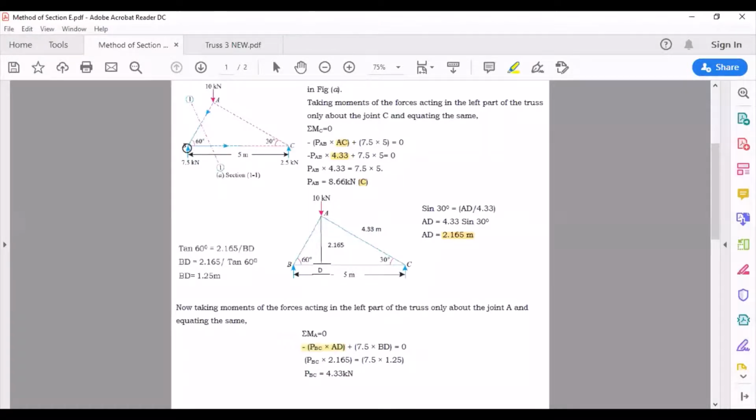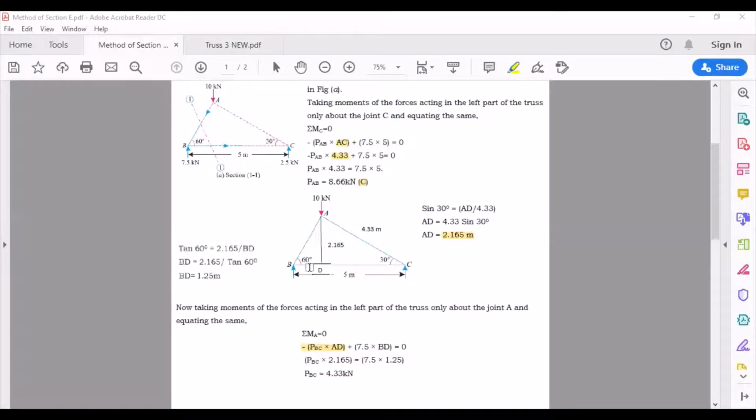Next, you have 7.5 kilonewton. Now, 7.5 kilonewton is a vertical force. So the distance to be multiplied is the horizontal distance. What horizontal distance? If you just refer to this triangle, it is BD. The moment center is A. This is the force that is vertical, and the distance to be multiplied is horizontal. We do not have the horizontal distance, so we are supposed to calculate it. Now how do I calculate it?